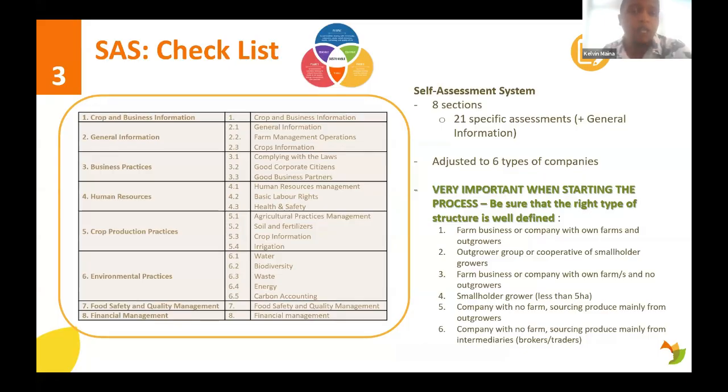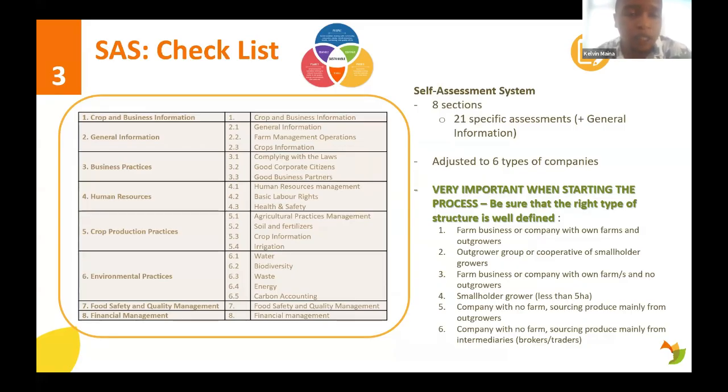Human resources, here we look at 3 major topics: human resources management, labor rights, and also health and safety. When it comes to crop production practices, we're looking at agricultural practices management data, soil and fertilizer data, crop information and irrigation. Then we are also big on environmental topics, looking at water management, biodiversity, waste, sustainable energy management, and also carbon accounting data.